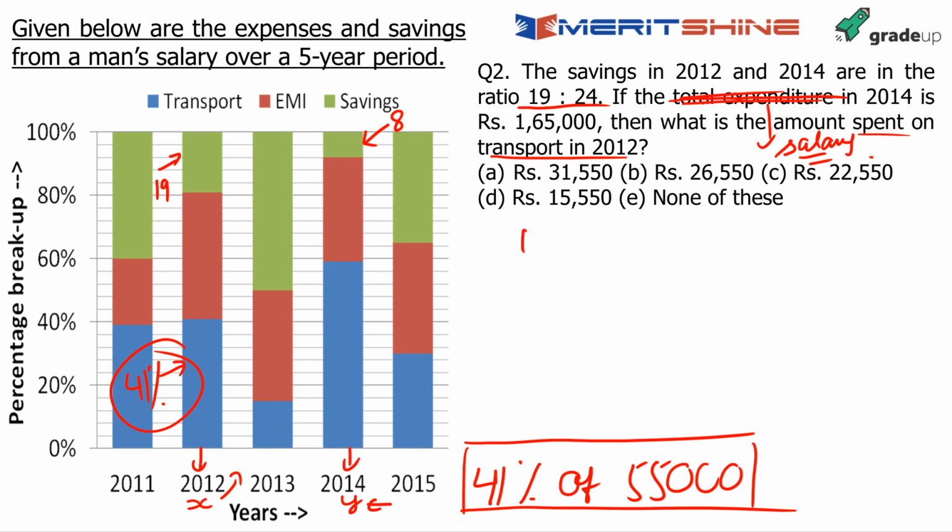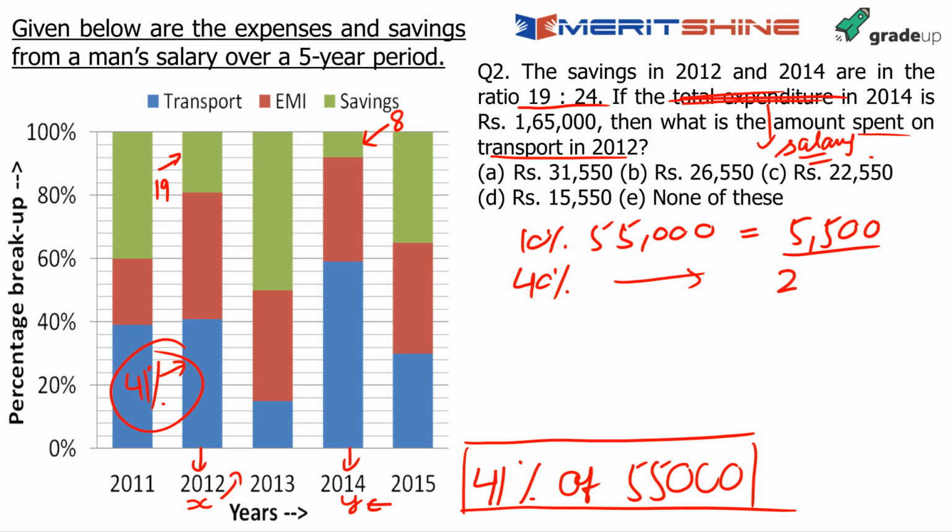Okay. Now how do you calculate this 41% of 55,000 very quickly? What is 10% of 55,000? Again we are breaking this down to smaller numbers. 10% of 55,000 becomes 5,500. Fine. So what would be 40%? 40% would be equal to 4 times of this number. So this would be 22,000. Okay. If 10% is this number, what would be 1%? 1% would be, if 10% is 5,500, 1% becomes 550.